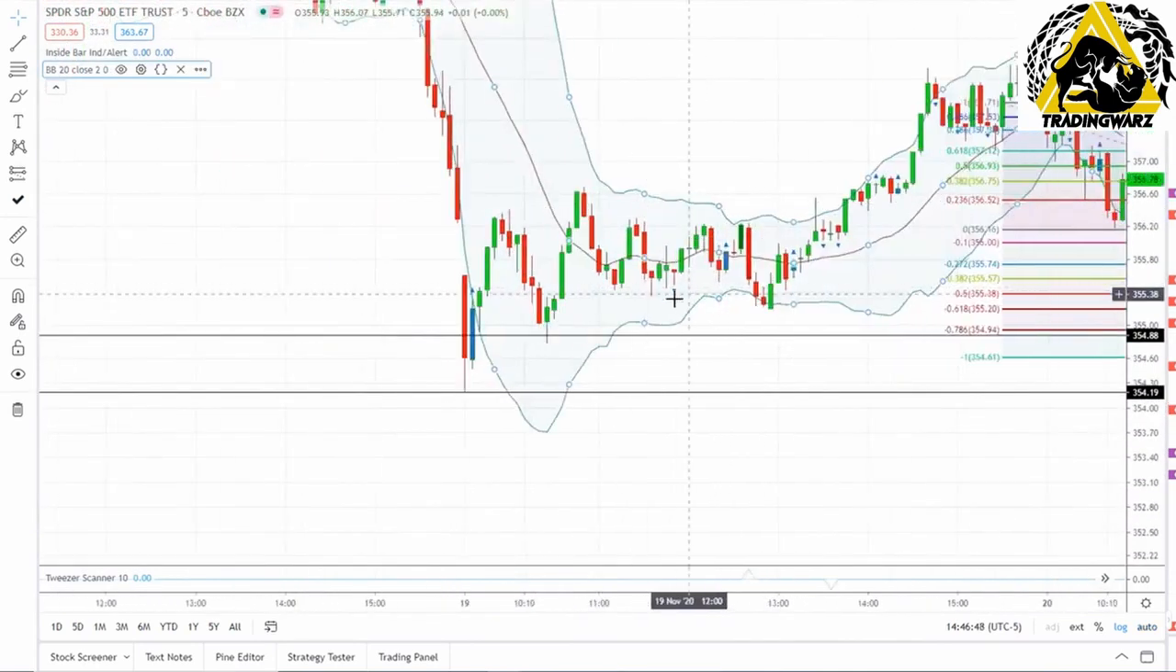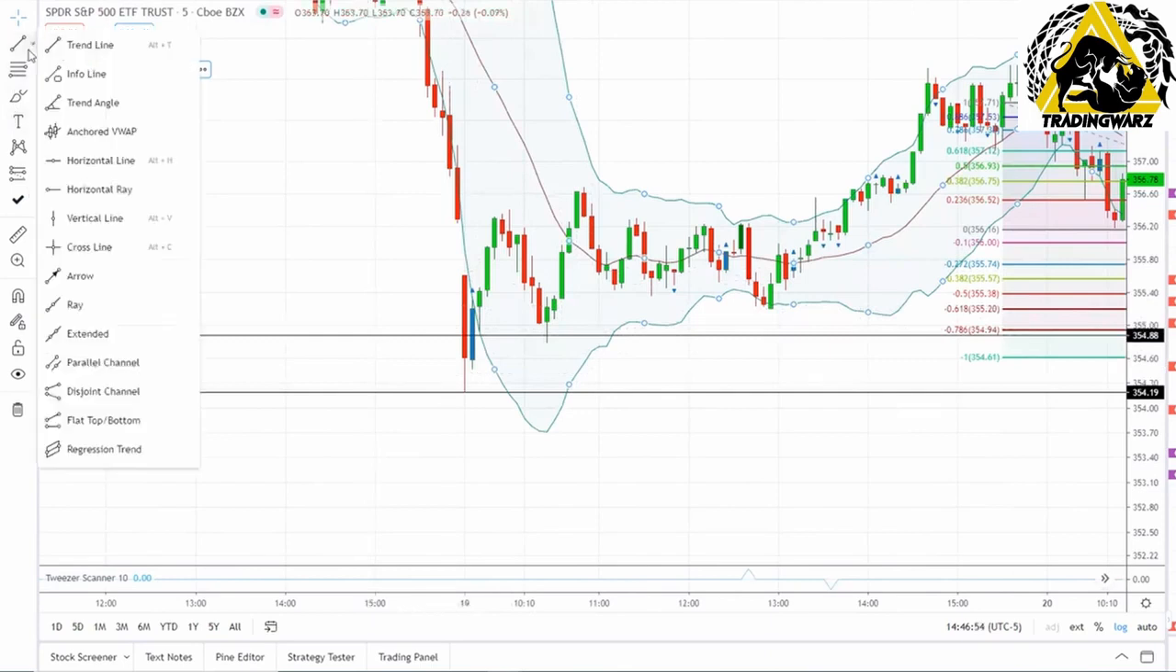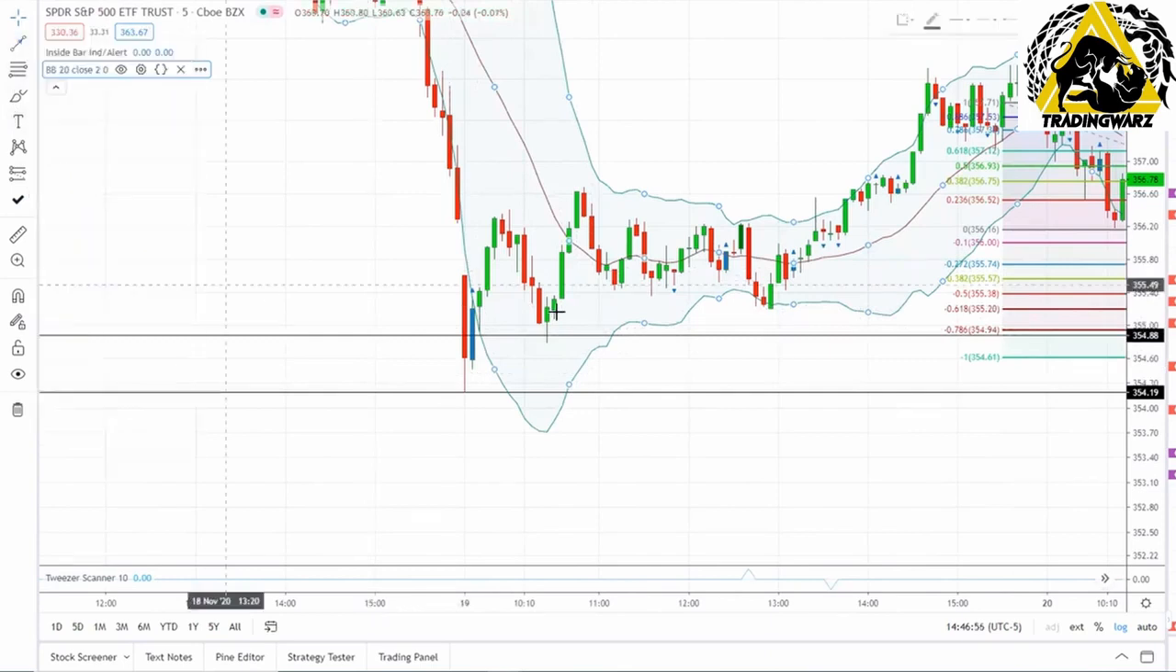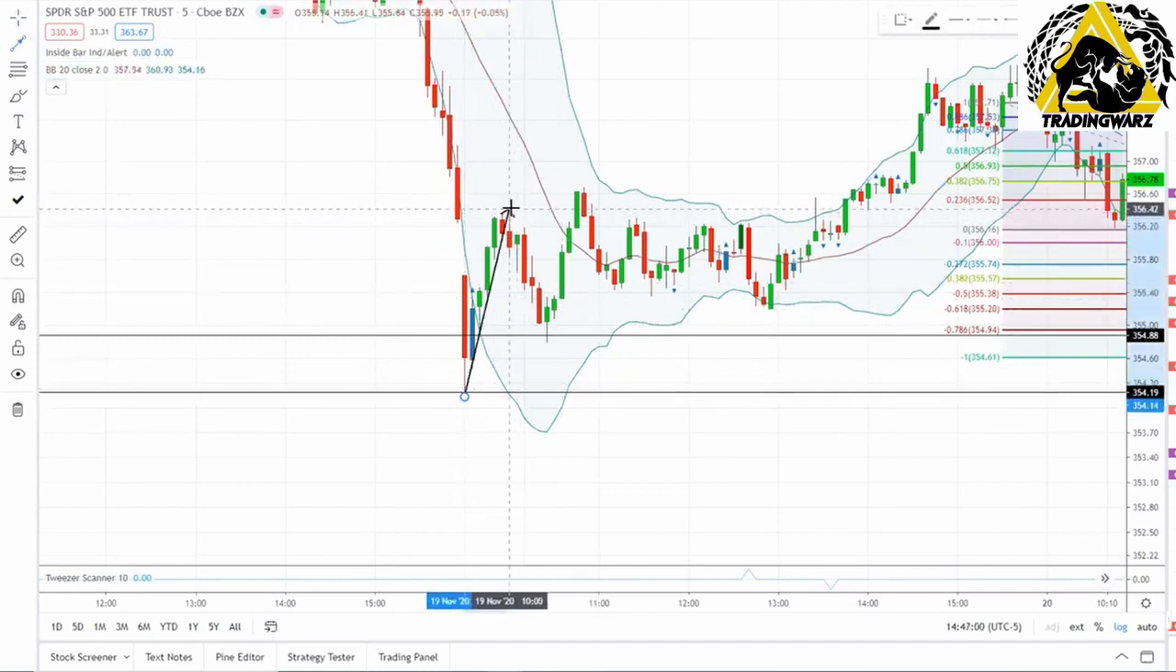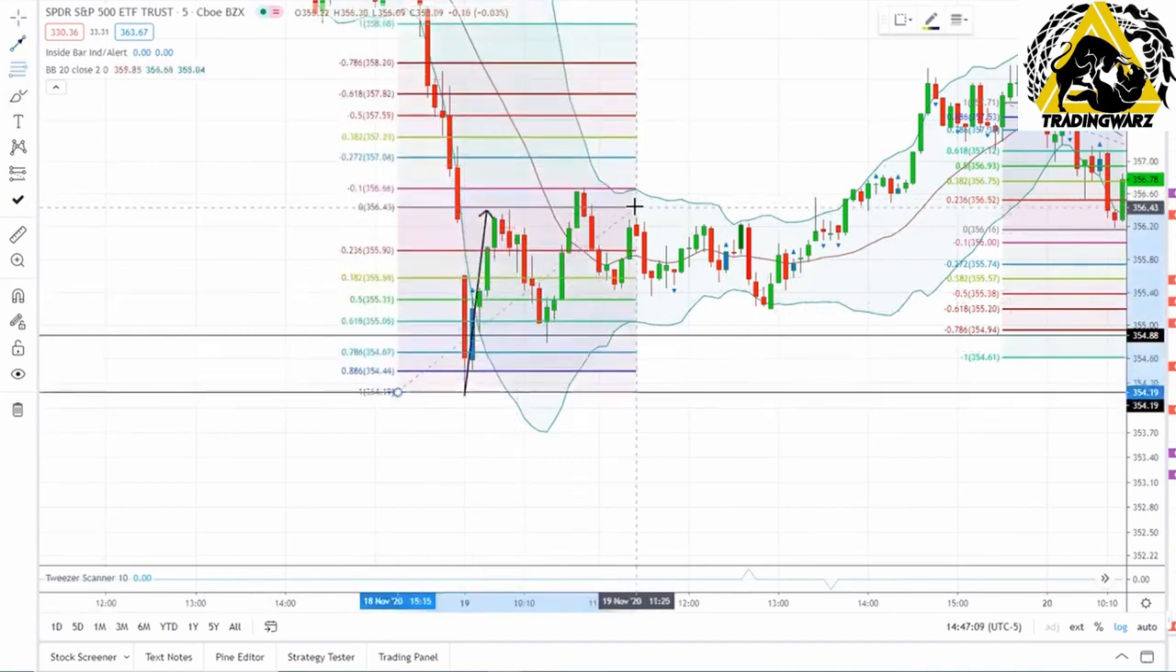So let's identify the impulsive leg together. What's the first directional move that happens on the day? Well, the first move is this impulsive push up. In real time, when this push happens and we start to retrace, you need to go ahead and draw the fibs. So we're going to take it from the low to the high.